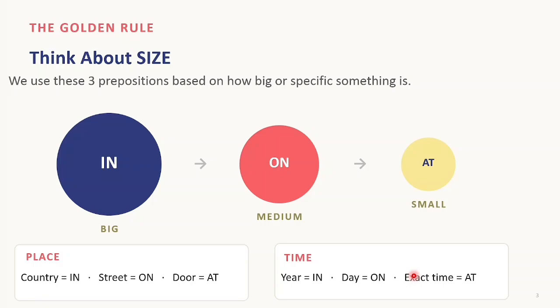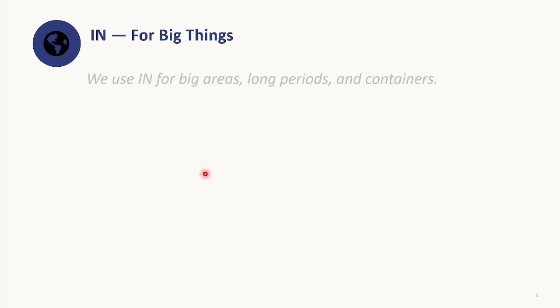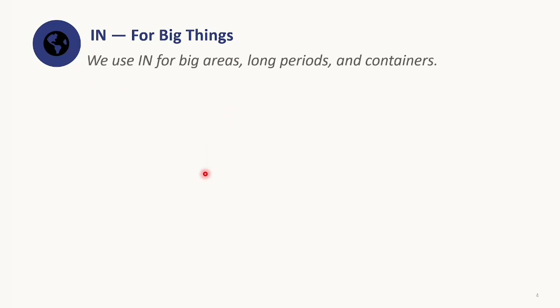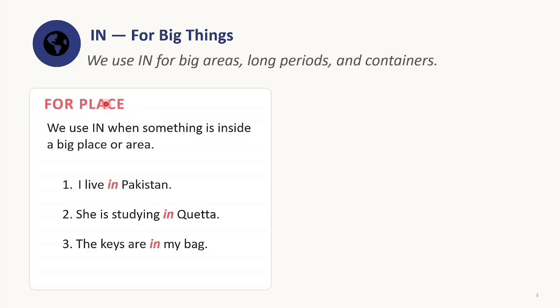So let's move on. Let's learn each of them separately and with more details. As I said, in is used for big things. So how is it used? We use in for big areas, long periods, and continuous time. If we use in for place, we use it when something is inside a big place or area.